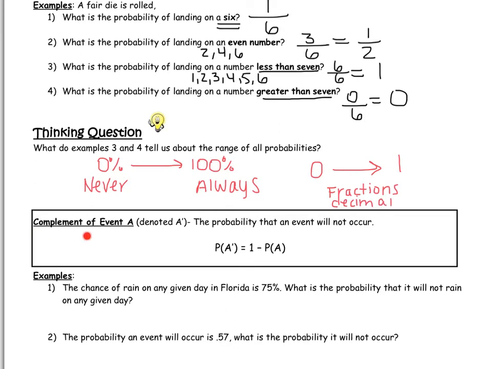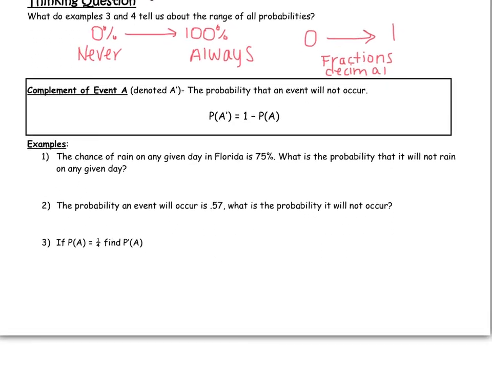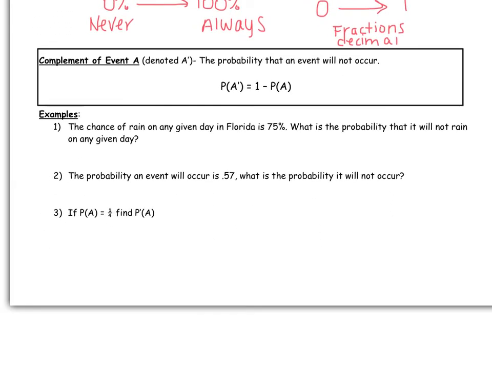Okay, let's talk about the next topic. The next topic is the complement of an event. It's denoted by, or symbolized by, A with a little prime on top. That's what that dash is called. So the probability that an event will not occur is represented by this right here. The probability of A complement is equal to 1 minus the probability it actually happens. So this will make more sense if we do an example.